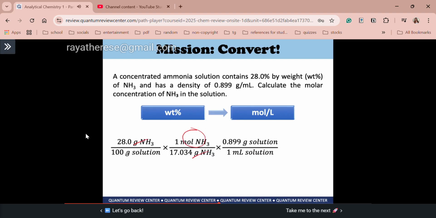Next, I'll be using the density. So, cancel. Mamiss ang density ba? It's a property of the solution. Kasi akala ko property yan ma'am ng solute eh. 0.899 gram ammonia per 1 ml ammonia. Walang ganun class. Ang density ay property ng solution. So, it's 0.899 gram solution per 1 ml solution. And of course, kailangan na-convert yung ml to liter.